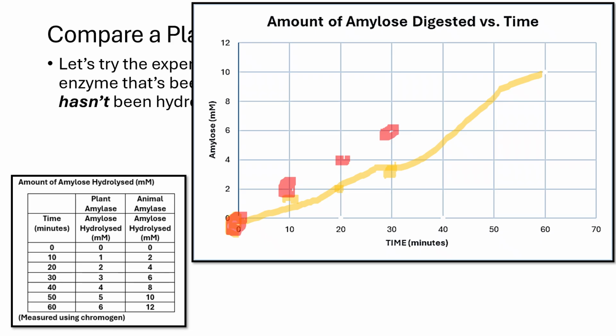Right? So I won't draw all of these, but it looks, again, like the animal amylase is digesting the amylose faster, and so you get a steeper curve, and from the slopes of those curves, as I showed you before, you can measure the rates again. So this time, instead of measuring how much amylose is still remaining that hasn't been hydrolyzed, we're measuring how much has been hydrolyzed. And this is the reaction rate for the animal and the plant amylase.